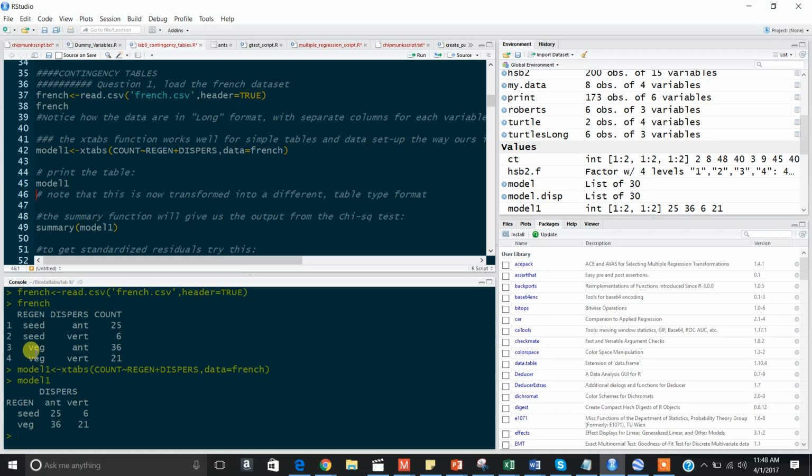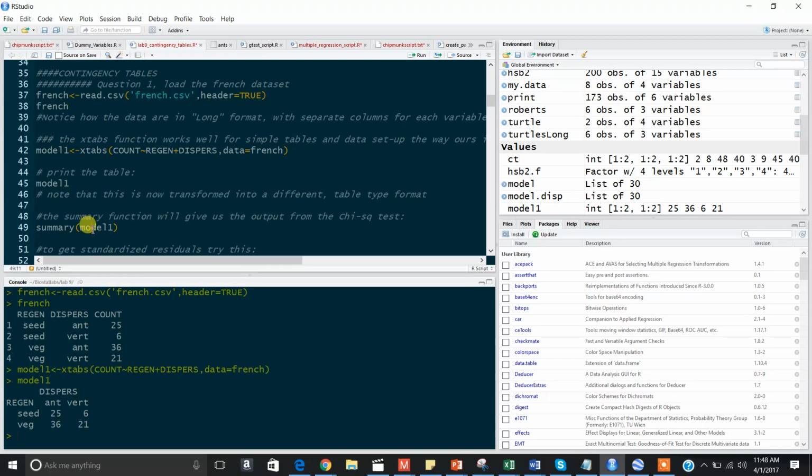Okay, so this here is what we call a pivot table, where you see the count for specific combinations, and it's in a much more condensed format. It's easier to read. So for instance, this number here, 25, is the count for plants that had seed regeneration that were ant dispersed, versus 6, which is the count of plants that had seed regeneration but were vertebrate dispersed. So you get how to read it. It's really simple and makes interpretation much easier.